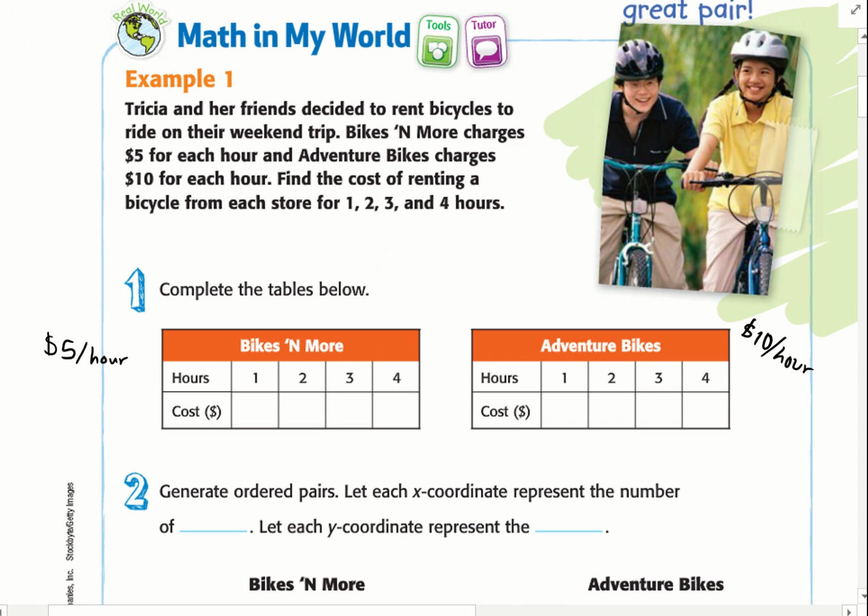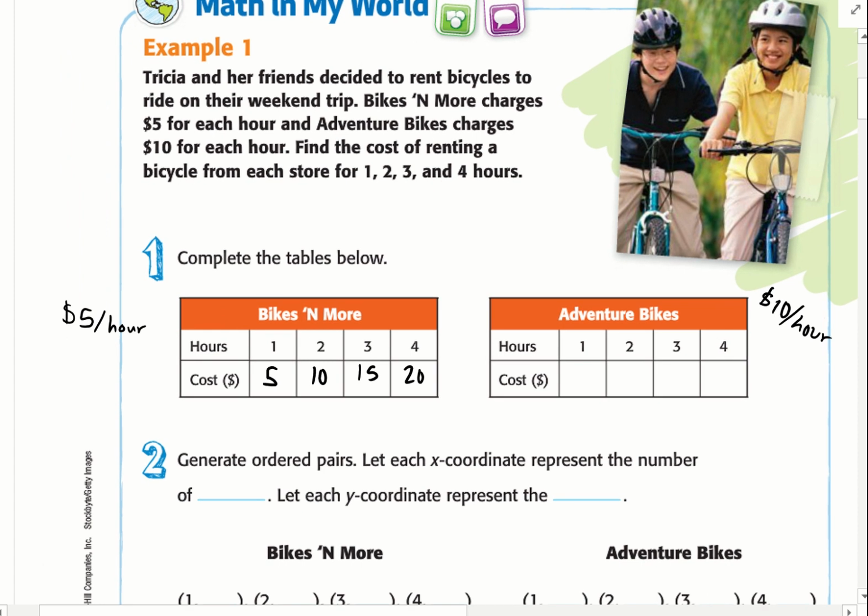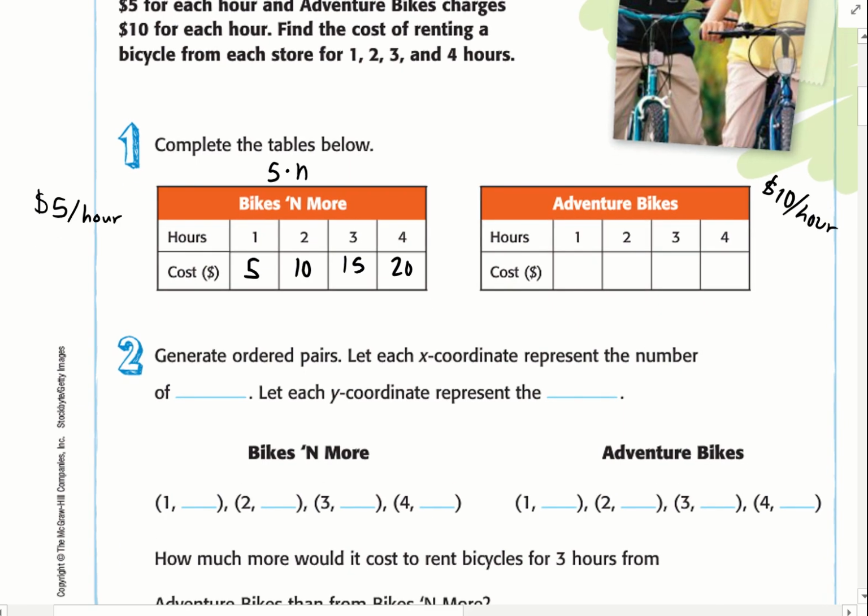So for 1 hour, we know it's going to be $5. That means for 2 hours, it'll be 10. For 3 hours, it'll be 15. And for 4 hours, we'll get 20. So if you notice, we're doing 5 times a number, and that's going to give us our output. This is a function rule.